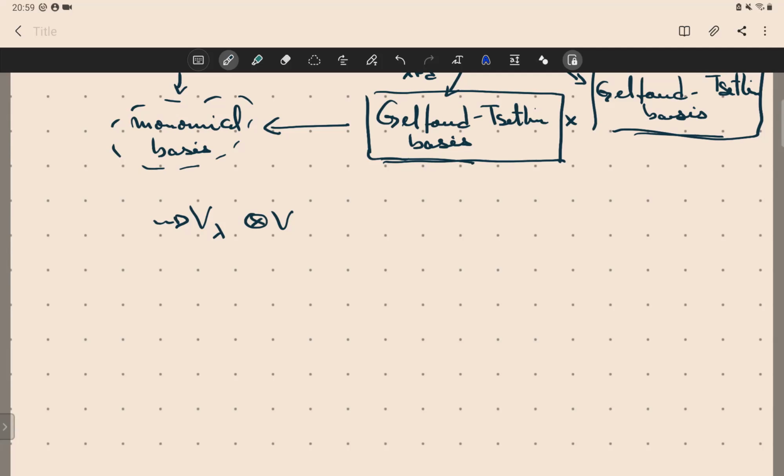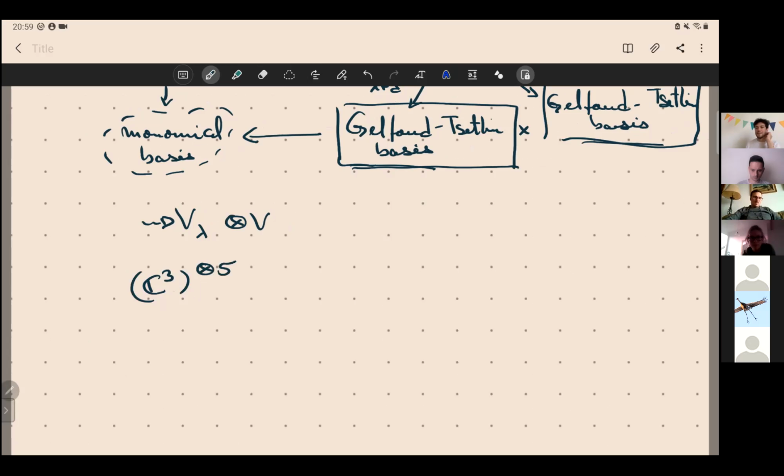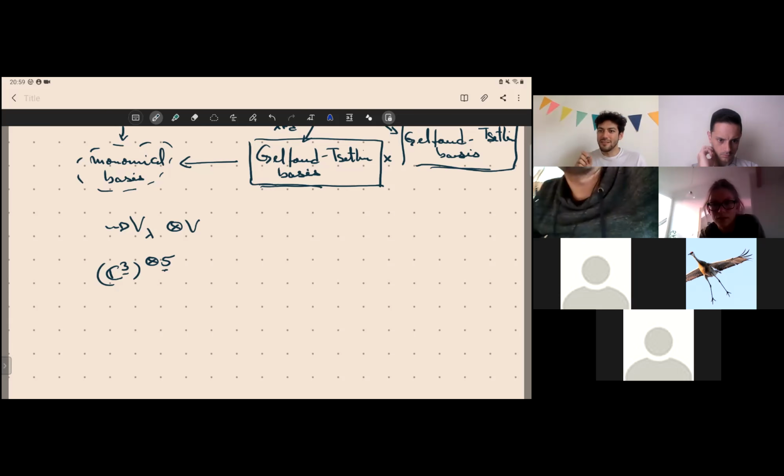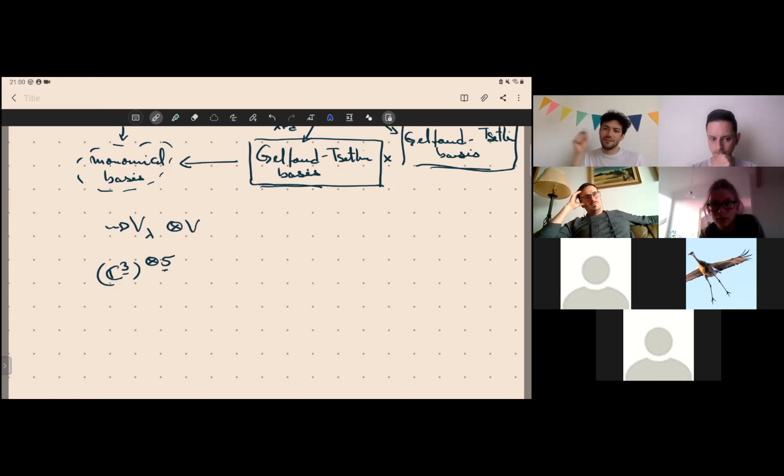I forgot to start it, and I don't want to start again. But we have this running program for n equal to 3 and d equal to 5. So C^3 tensor 5, and it takes the computer more than 2 minutes to compute all these things. So that should give you an idea, and it just grows exponentially. But you can do quite a lot of things to pin down what you're computing more easily. You can, but that means you have to really get into the theory, and you know where to look for certain things and where not to look.